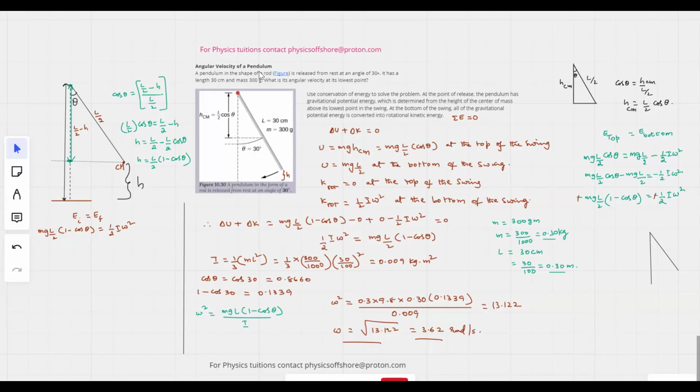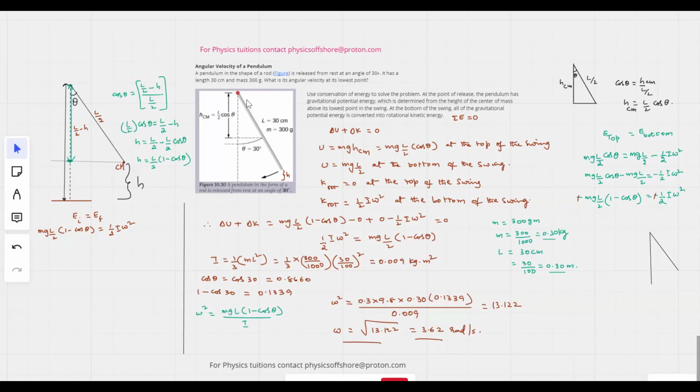Angular velocity of a pendulum. A pendulum in the shape of a rod is released from rest at an angle of 30 degrees. It has a length of 30 centimeters and mass 300 grams. What is its angular velocity at its lowest point?